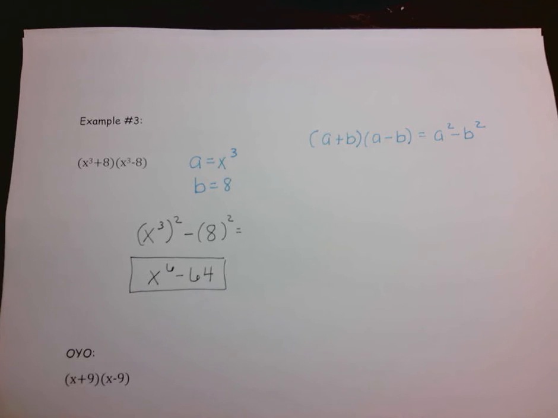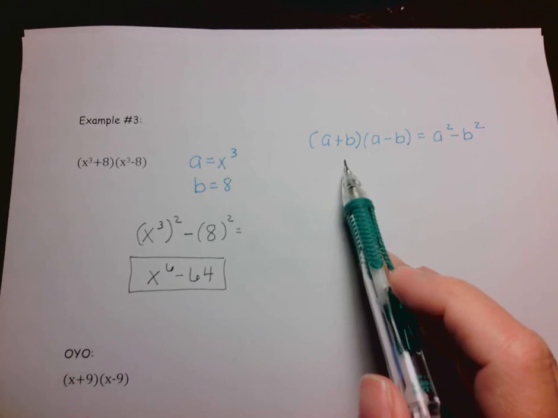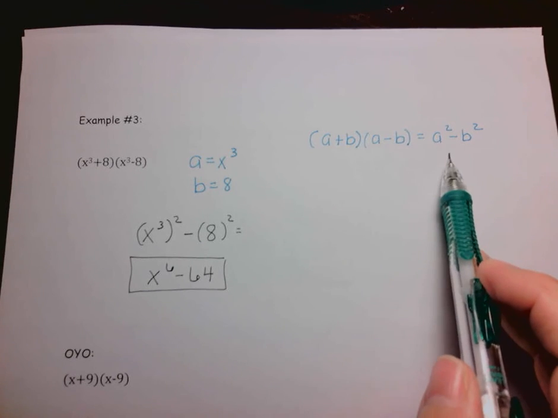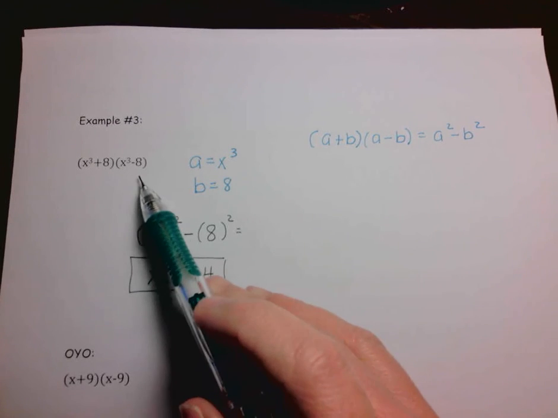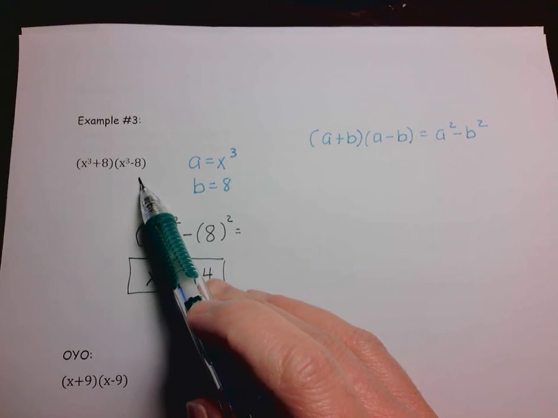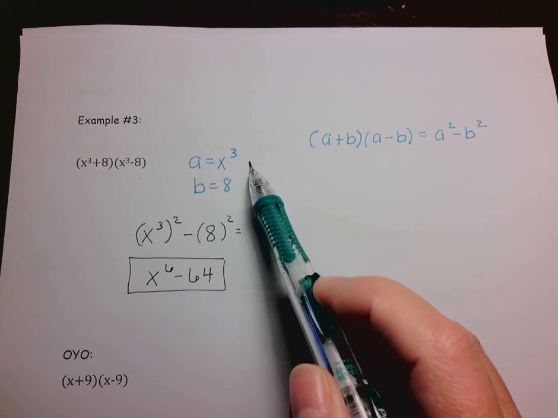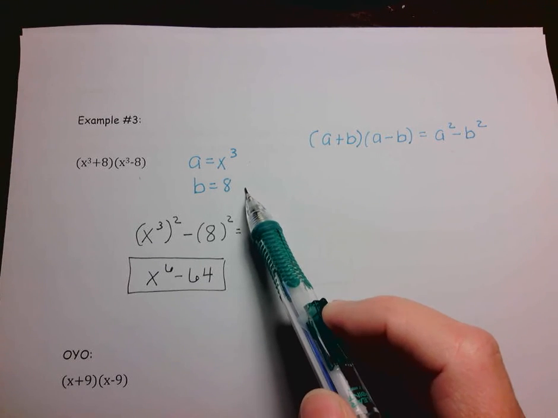And finally, example number 3. Again, you have to memorize this. Finding the product of a sum and a difference. Whenever you have a plus b times a minus b, that is always going to equal a squared minus b squared. And you can FOIL this out so you can see how and why this works, but you have to memorize this. So a is going to be x to the 3rd power, and b is going to be 8.